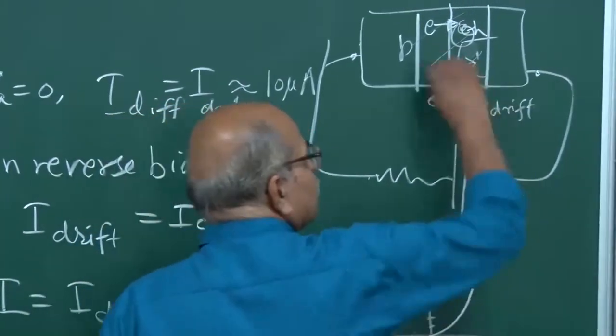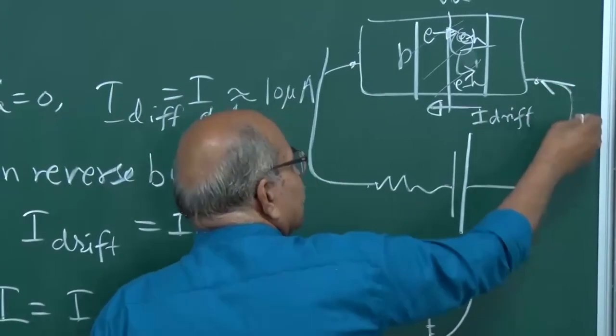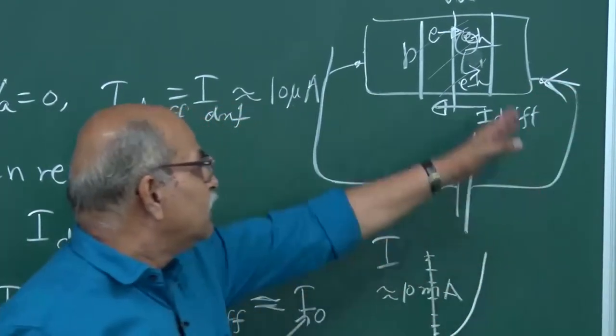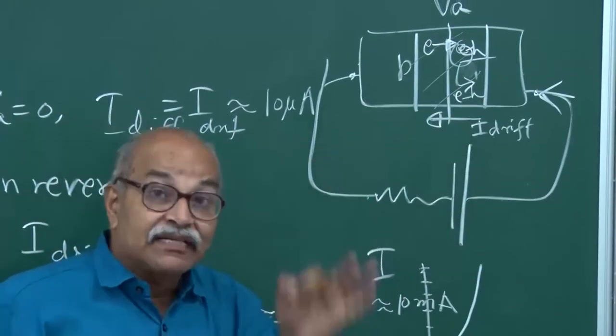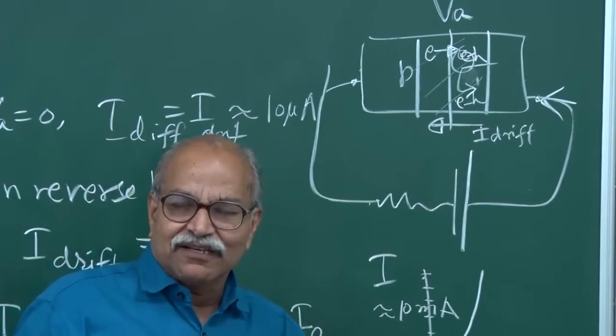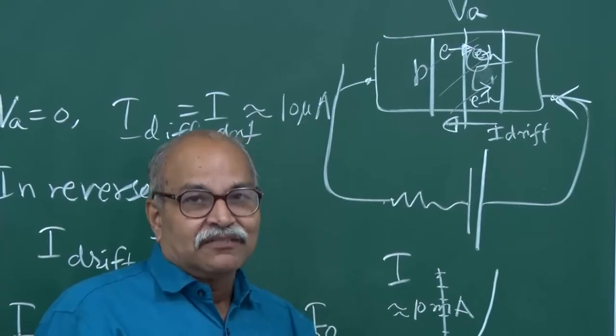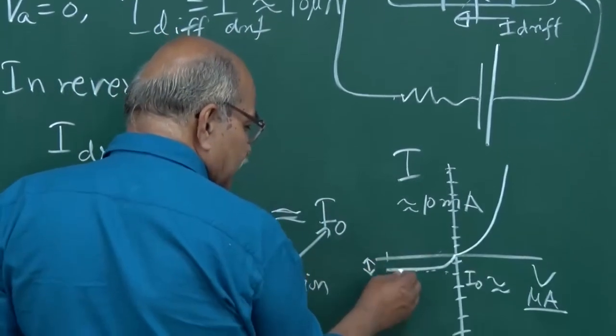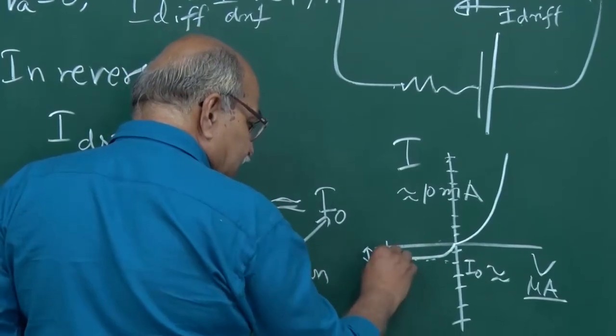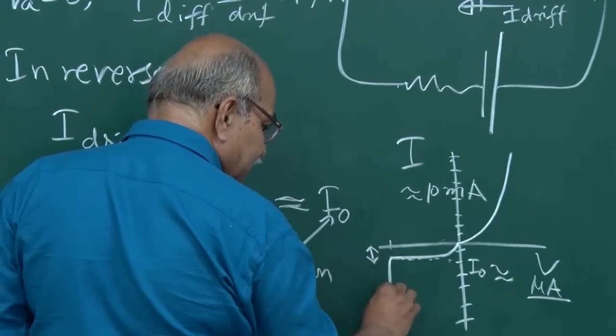Okay? Electrons are going this direction, so the current is going in this direction. You will have a large I drift. This is known as breakdown. This is one mechanism. There are other mechanisms also, but the fact is that if you have reached that breakdown, then the current can suddenly increase many, many fold.